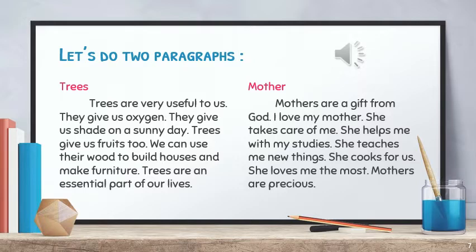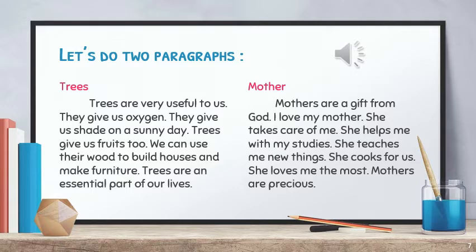Trees are very useful to us. They give us oxygen. They give us shade on a sunny day. Trees give us fruits too. We can use their wood to build houses and make furniture. Trees are an essential part of our lives.